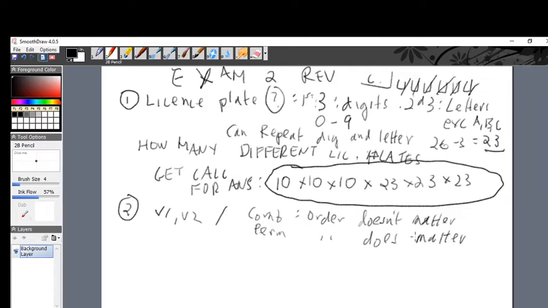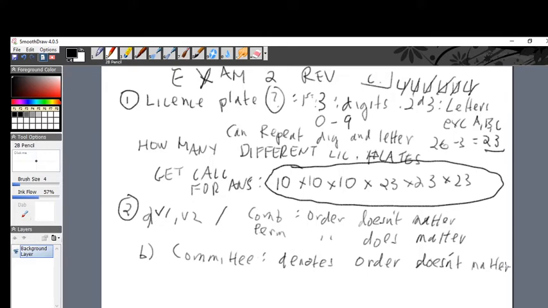So that's combination and permutation. Don't forget that stuff. I want to tell you a little bit more. If you see the word committee in a problem, it denotes that order doesn't matter. We spoke about that in video and class as well. Therefore, if you see that word, you're almost for sure dealing with a combination.